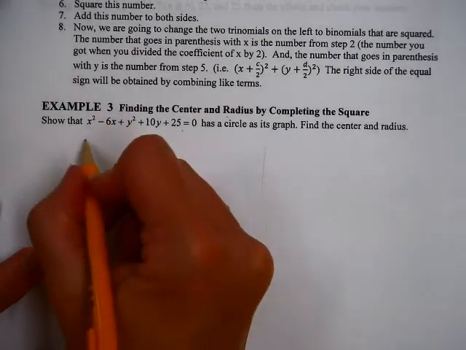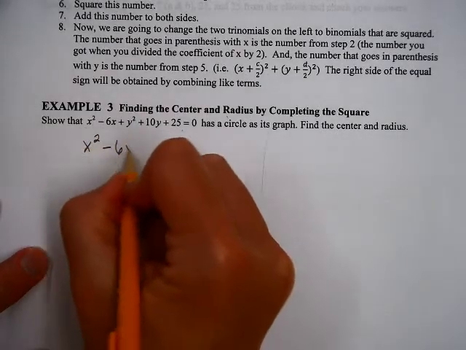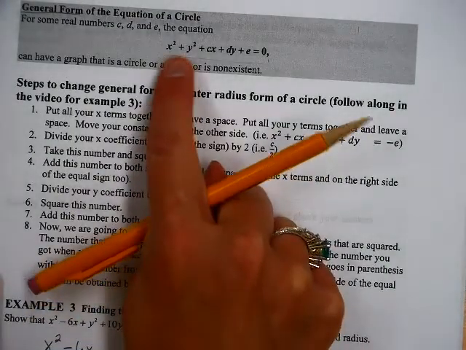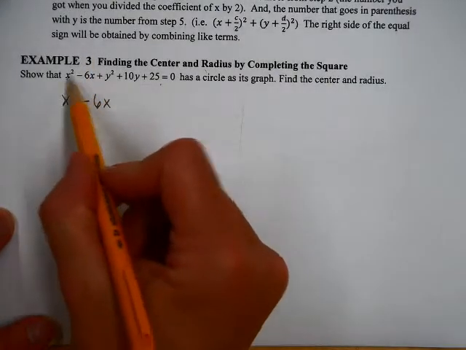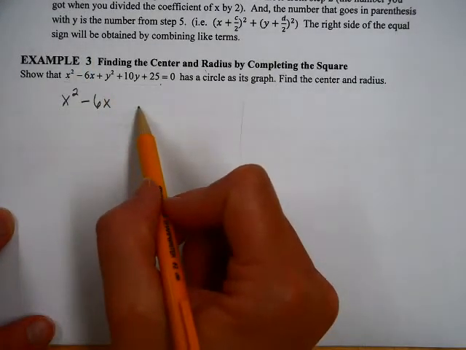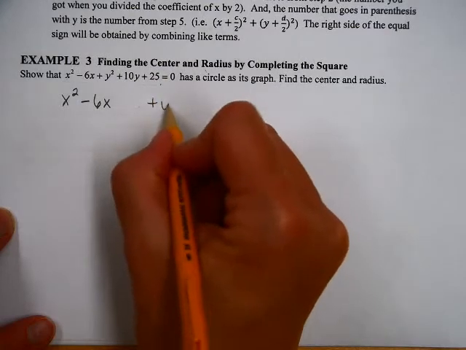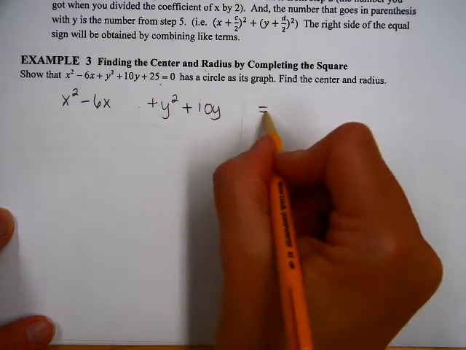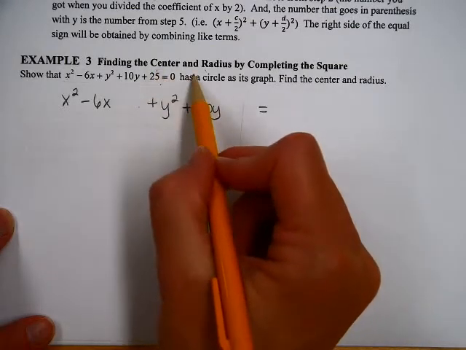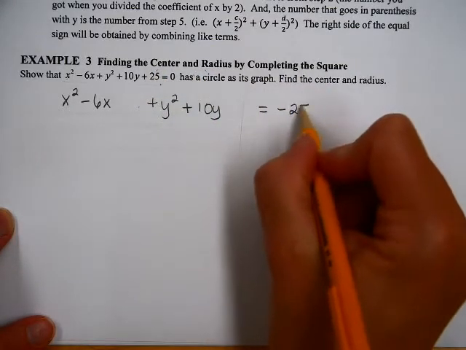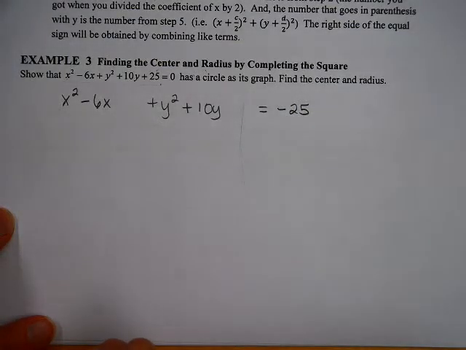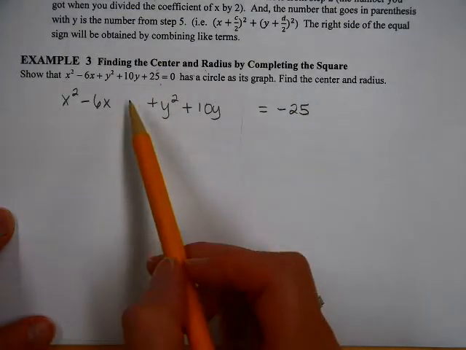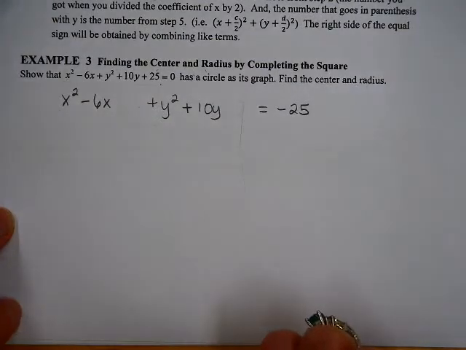To do that, I want to put my x's together. Here they're already together. It might be arranged like it is up here, and you have to move this x term over here. So here they're already together. X squared minus 6x, leave a space. Now put the y terms together. Y squared plus 10y, leave a space. Equals, now let's move the number to the other side. When I move positive 25 to the right, it becomes negative 25. So I need to go in and fill in these spaces.